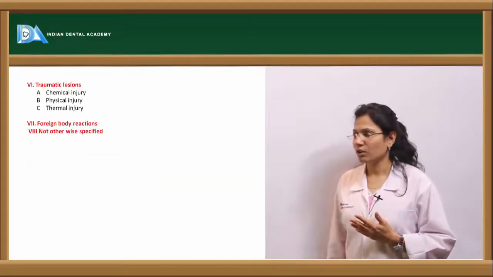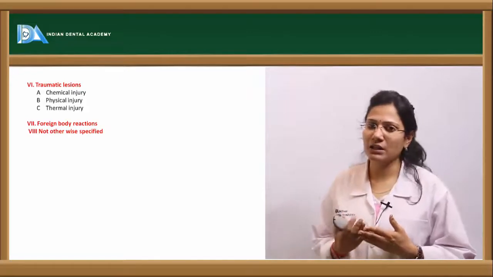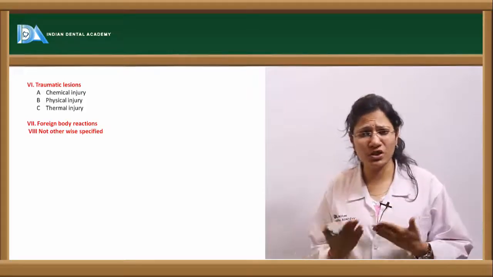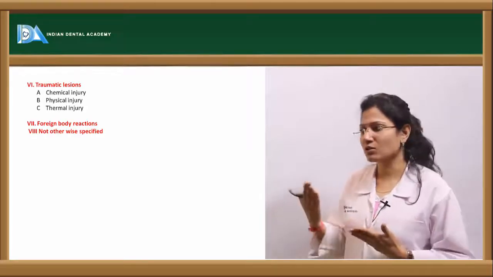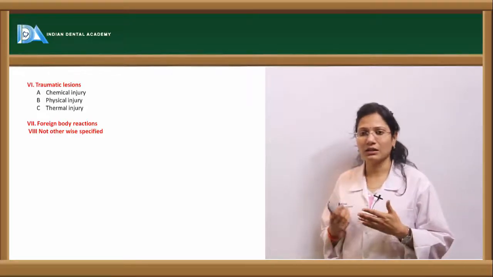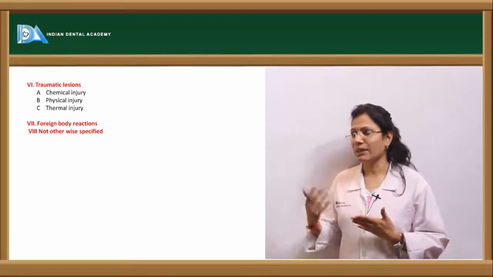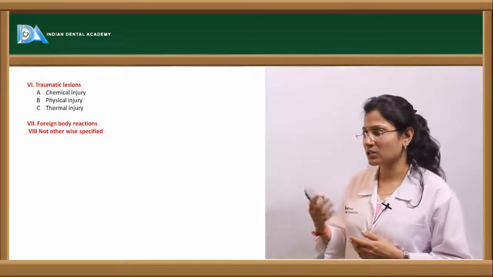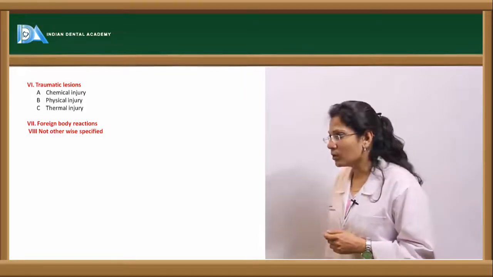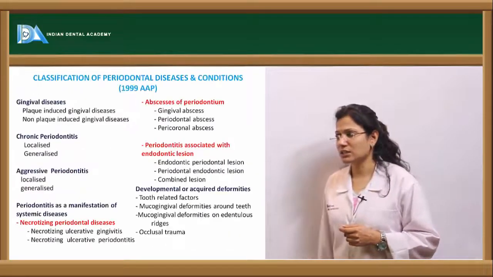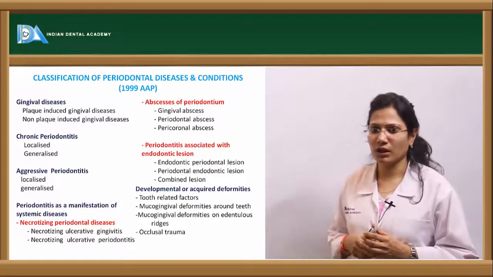And others. Now, if you see the traumatic lesions, these traumatic lesions of the gingiva can be because of some physical injury, chemical injury like chemical burns or like aspirin because of the drugs, or it can be a thermal injury like a pizza burn or anything else. And then second last is foreign body reactions, and then not otherwise specified. Now, these are the gingival diseases. Now, let's see chronic periodontitis.